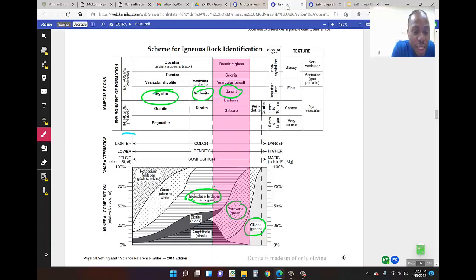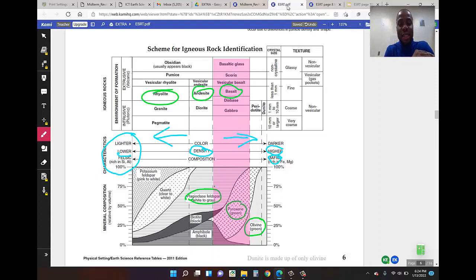All right, so we know that felsic rocks have lower density, while mafic rocks have higher density. So any rock to the right will have a higher density. Any rock closer to the left will have less density because they are felsic, lighter in color, lower in density, and contain silicon and aluminum. So the one that has the highest density here will be basalt because it's the rightmost. So basalt will have the highest density, followed by andesite, and then lastly rhyolite.